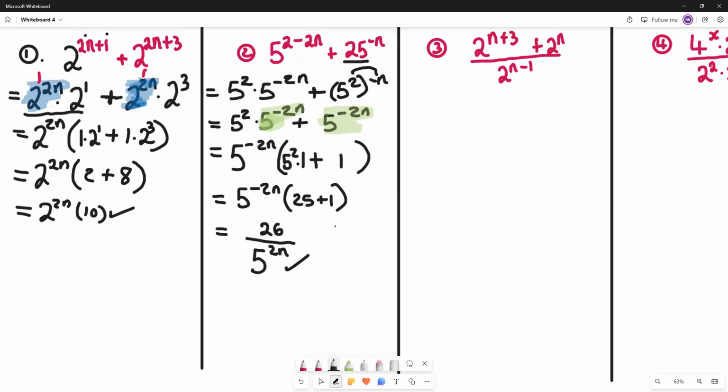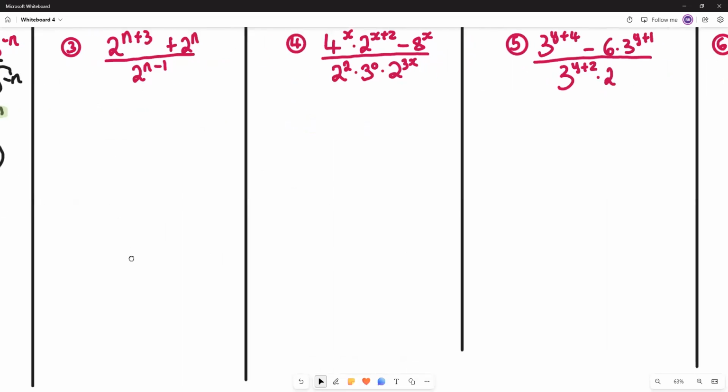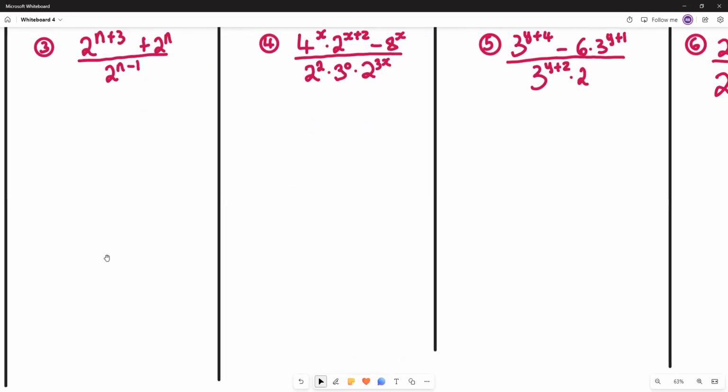And that is it with number 2. Let's go to number 3, ladies and gentlemen. Let's go to number 3. On number 3, because I see a plus sign there, I know that I have to split. Remember, if you see a negative or a positive sign in the expression, you have to split.